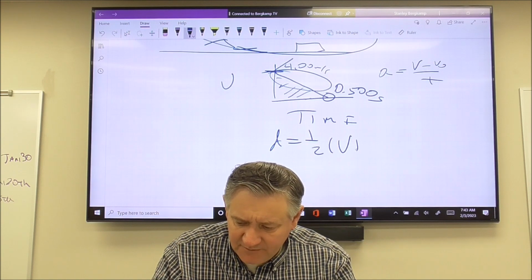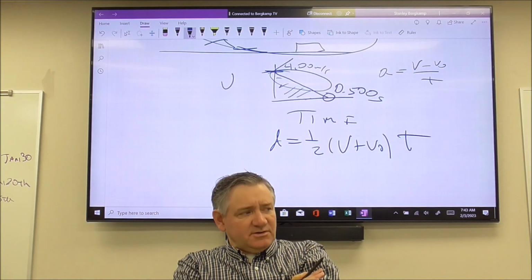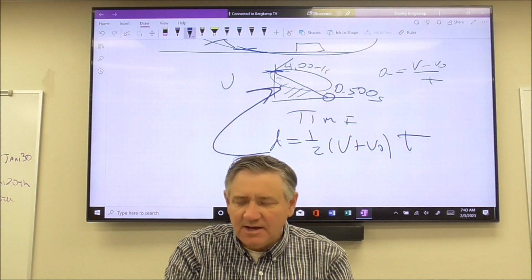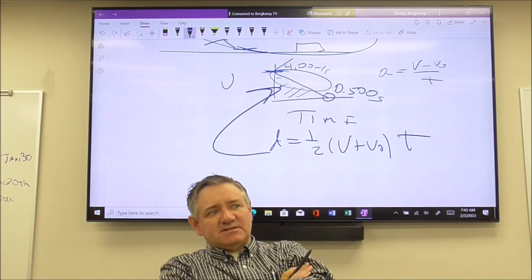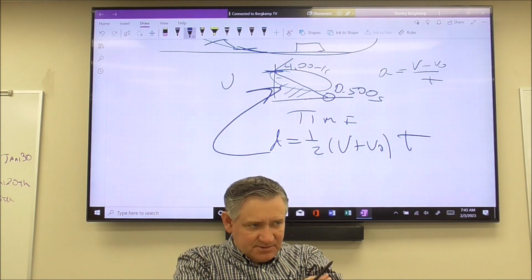Distance equals 1/2 (v plus v naught) times time. You know your final velocity, you know your initial velocity, you know your time, which is the exact same thing as finding the area underneath that graph, because that area underneath that graph is 1/2 base times time. It's the exact same calculation, okay?